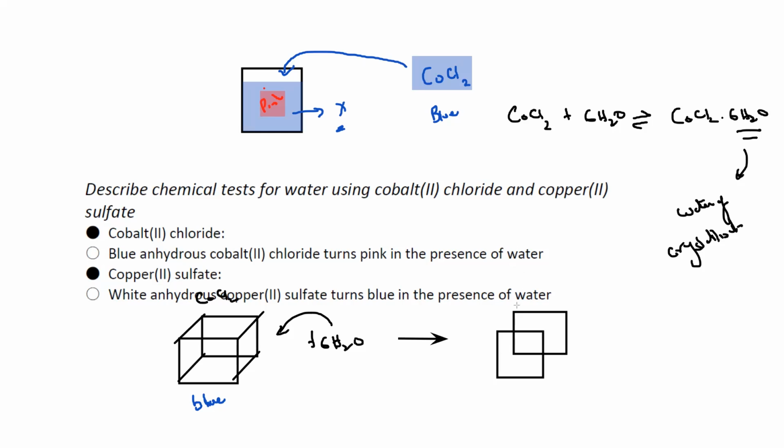The water molecules which were originally outside are now trapped inside the lattice, and as a result, when it traps the water molecules inside, the color of the lattice will change. So the water molecules that a lattice traps are known as water of crystallization. Here the cobalt chloride was blue in color, but in the presence of water, it will turn pink. So it changes color in the presence of water.